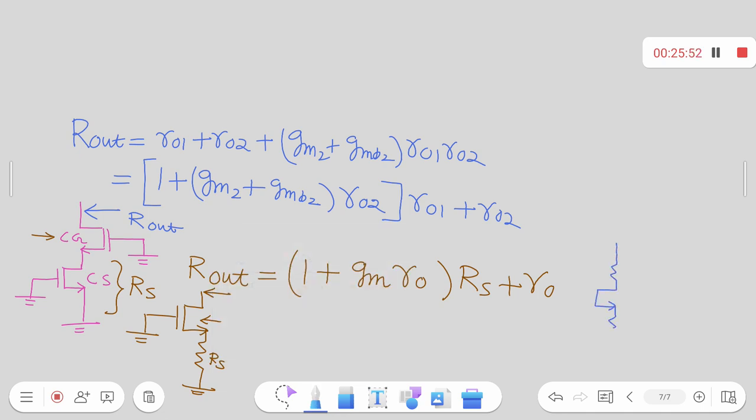Common source stage with degeneration. Apply the input over there, Vin. This is the supply, VDD, RD, RS. This is Vout. So the gain expression, if I consider the magnitude, is simply gmRD by 1 plus gmRS.